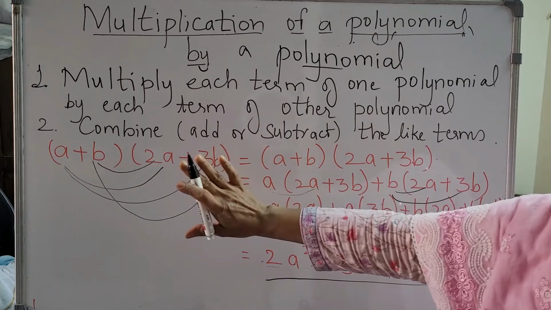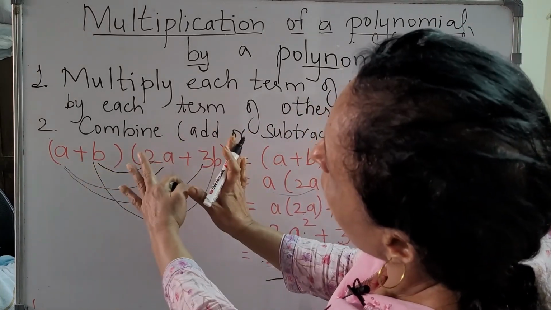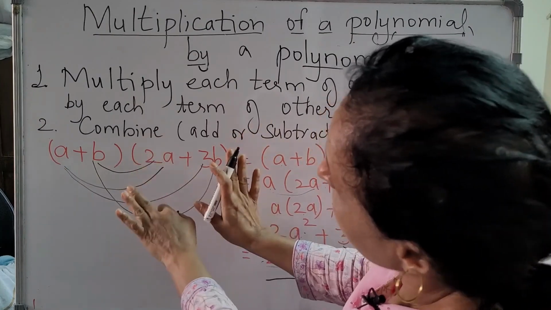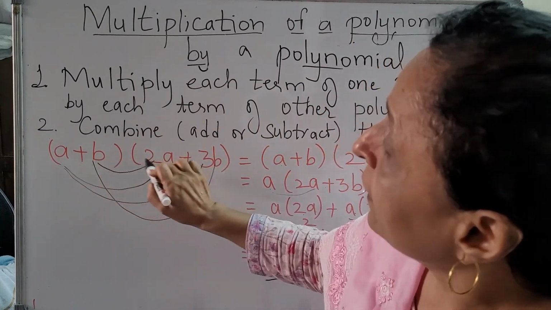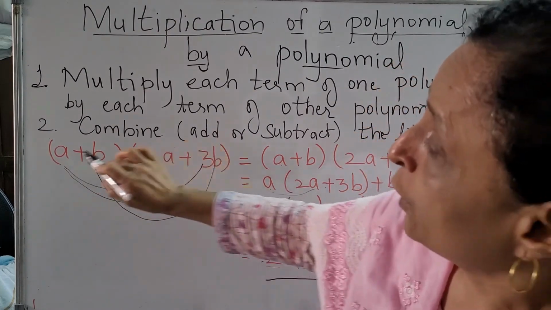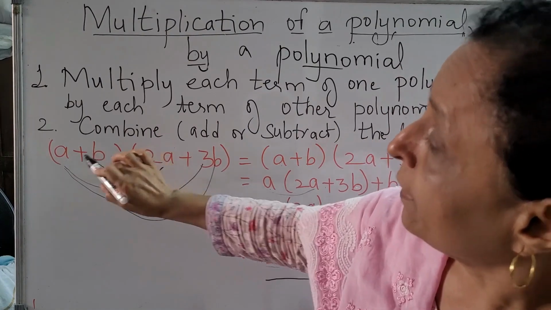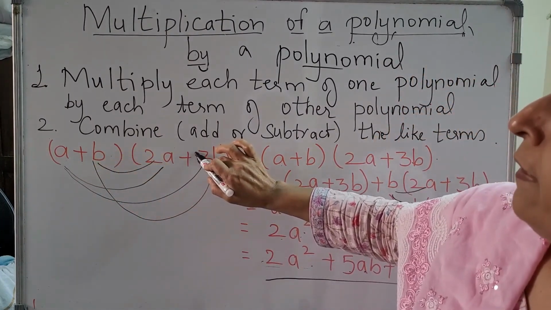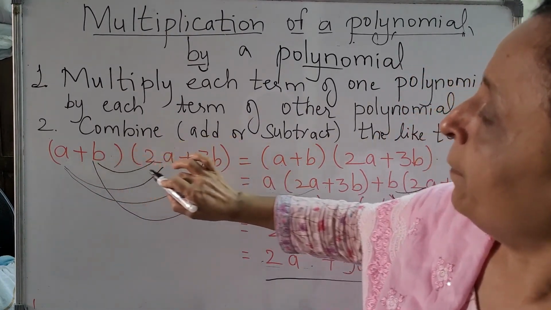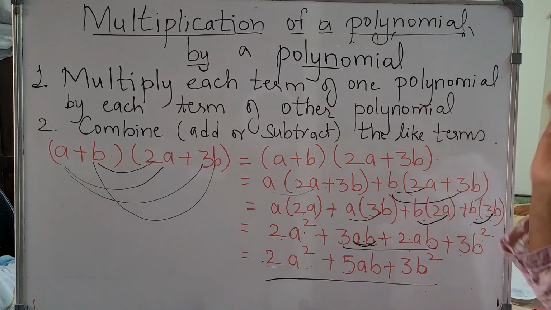So what you have to remember is, when two polynomials are given, one polynomial remains as it is and you multiply it by each term of the other. Now one term is a, the other term is b. So fully you multiply this by a, then by b, add it, and you get this as the answer.